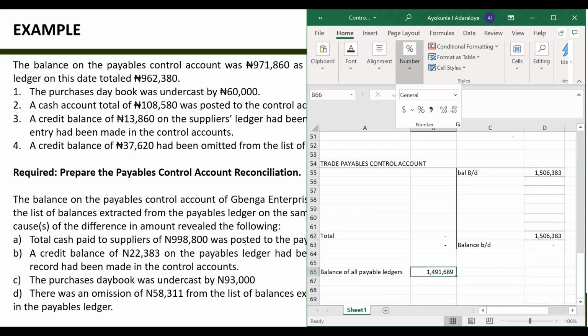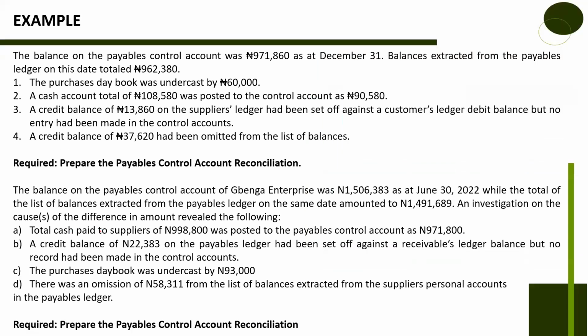So now let's go to the first item. Total cash paid to suppliers of 998,800 was posted to the payables control account as 981,800. Please tell me how we are going to do this. Otunayo, you should be an expert now. You are an expert already. Don't be afraid. Just tell me straight away.